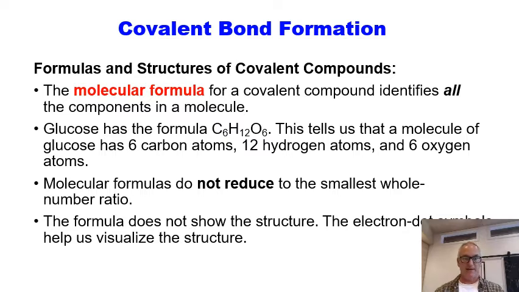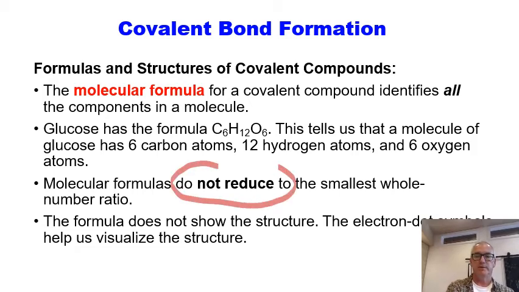So let's look at formulas and structures of some of these things. So a molecular formula for a covalent compound gives you all the components in a molecule. The difference between a covalent formula and an ionic formula is that molecular formulas for covalent compounds don't reduce to the smallest whole number.